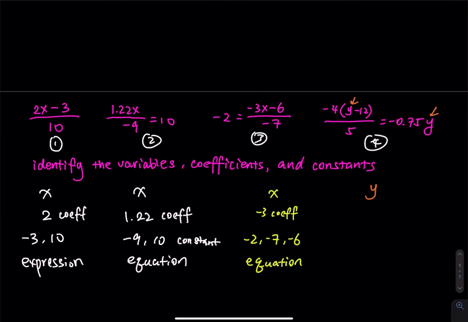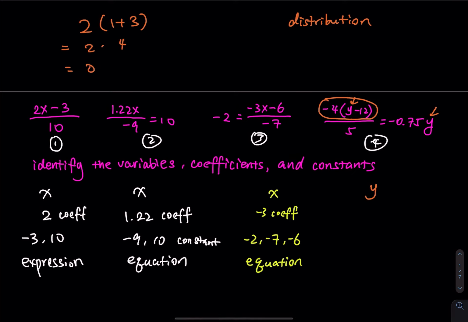Coefficients. So here, at the top, you have to do a distribution, right? So how do you do a distribution? Let's say I have 2 times 1 plus 3. What is that equal to? So 1 plus 3 is equal to 4. And then 2 times 4 is equal to 8, right? Or you can distribute the 2 first. So 2 times 1 plus 3, 2 times 1, 2 times 3. So 2 times 1 is equal to 2. 2 times 3 is equal to 6. And the plus goes right there, so that is equal to 8.